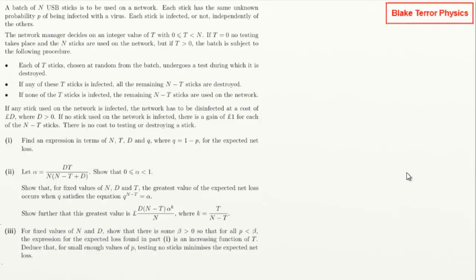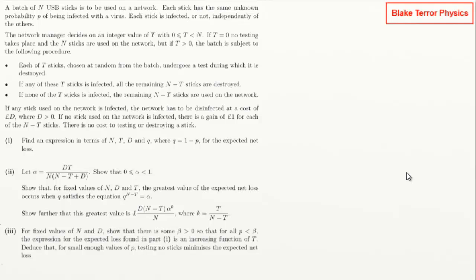Right, the network manager decides on an integer value of T. T goes from 0 up to N, but less than N. If T is 0, no testing takes place, and the N sticks are used on the network. Yeah, great work from the network manager. Just plug them in and hope.